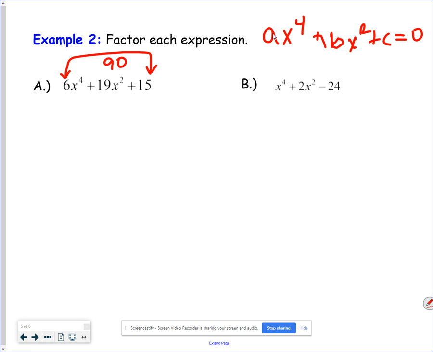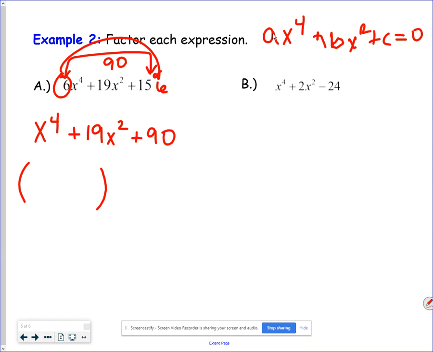We're going to use slip and slide. So I'm going to rewrite this as x to the 4th plus 19x squared. And then I'm going to take my 6, slip it to the back, multiply by the 15. That gives me 90. So normally when we do slip and slide, we just put x and x here because x times x is x squared. But our first term is x to the 4th. So we're going to put x squared and x squared here. We're doing the slip and slide method for a 4th degree trinomial. And then our two numbers are 9 and 10. So positive 9 plus 10.